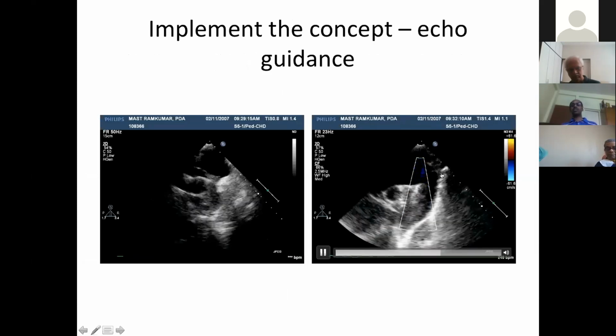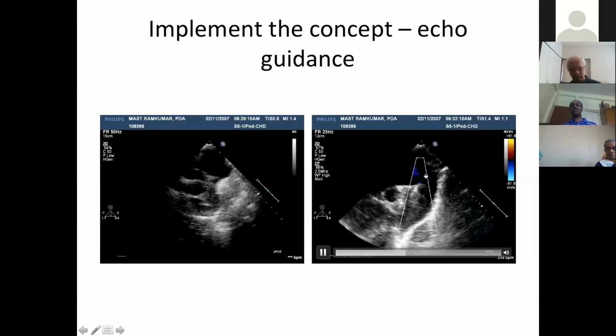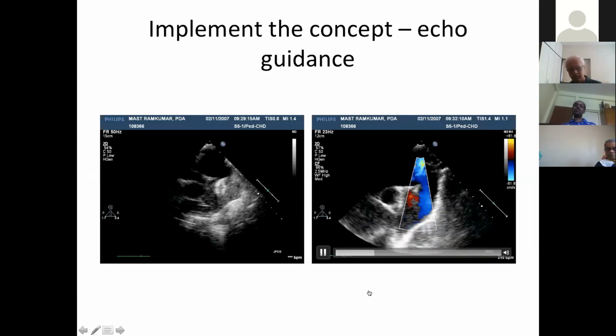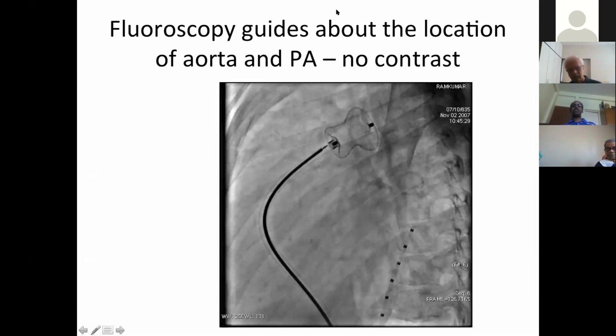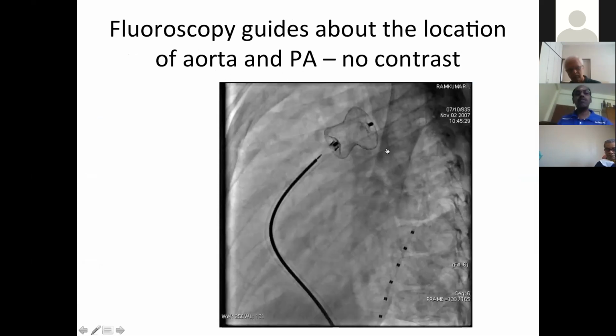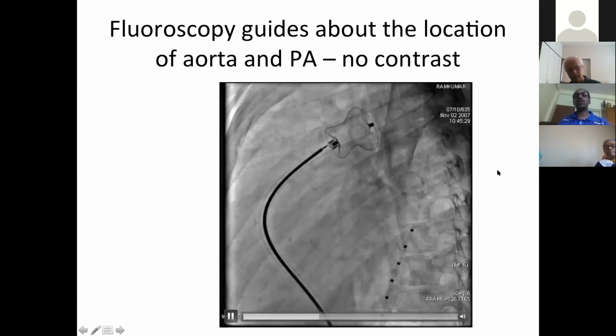The moment the ductus comes and occludes, immediately you can see the bradycardia due to Nicoladoni-Branham effect, and you can see the significant bradycardia and the hypertension that is happening. Fluoroscopy guides the location of aorta and PDA, but no contrast is being given.